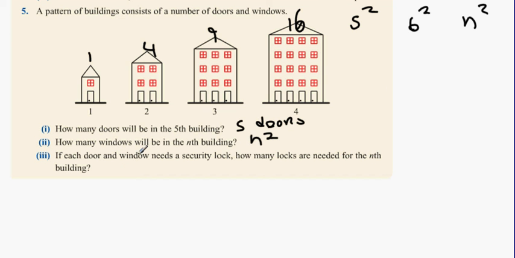Now, if each door and each window needs a security lock, how many locks are needed for the nth building? Well, in the nth building there's going to be n doors, and then it will have n squared windows, so it's going to be n plus n squared. Okay, and that's the end of the first exercise.